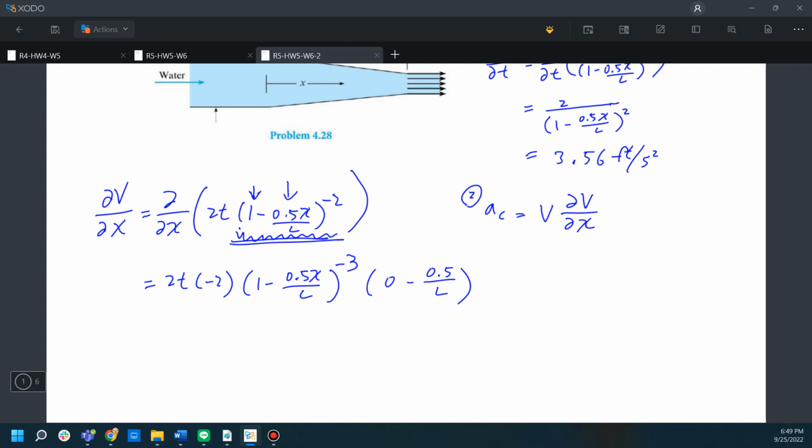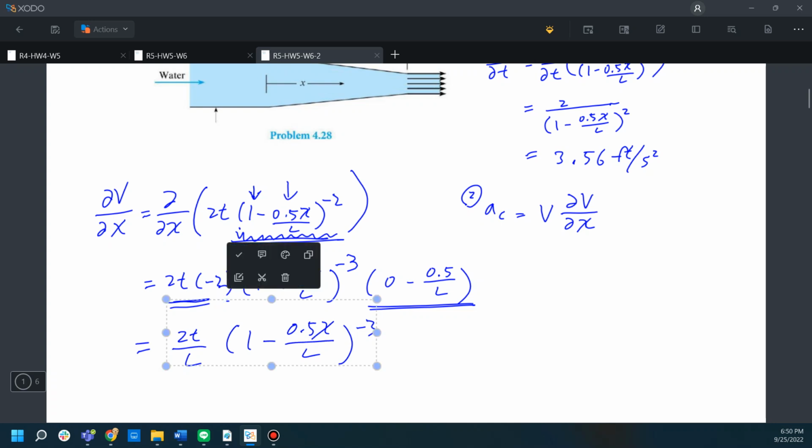So if we reorganize these parts a bit, we multiply these with these, and we'll get 2t divided by L times (1 minus 0.5x divided by L) to the power of minus 3. Okay, so these two terms will be this part.